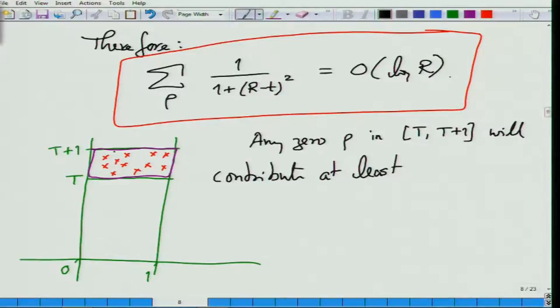So, in this region, pick any one of these rows, it will have some value of small t. What is that value of small t? It is going to be between capital T and capital T plus 1. So, if you plug that in here, this is capital T, this is something between capital T and capital T plus 1. What is the minimum number that you get? The maximum this difference can take is 1. So the contribution of any of these zeros here will be at least half to this sum, and all the numbers here are positive.